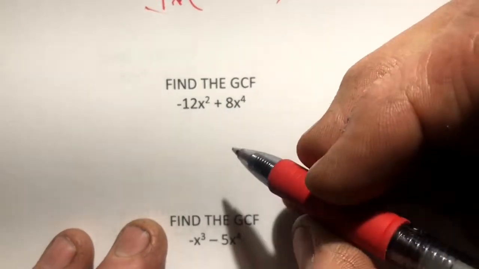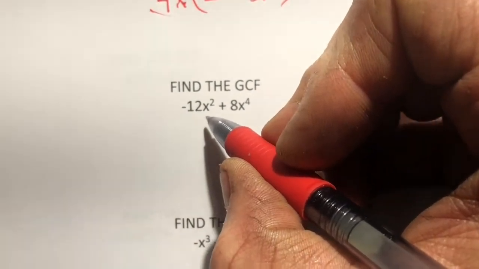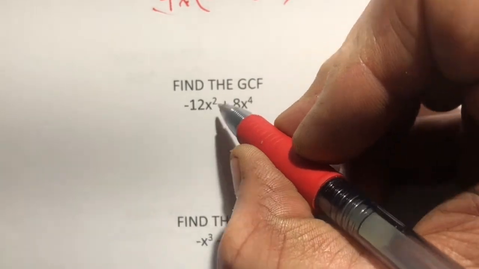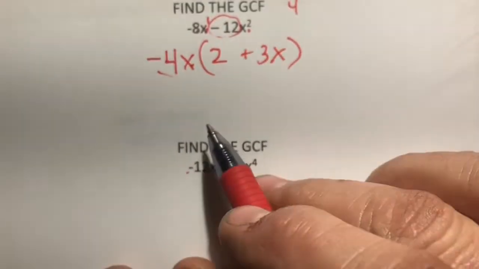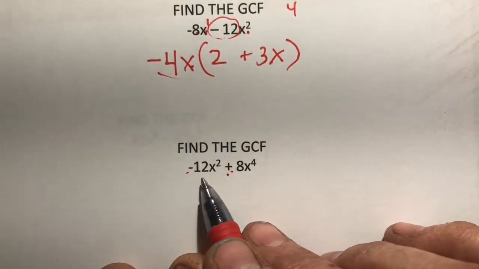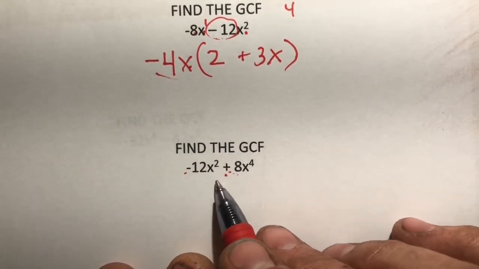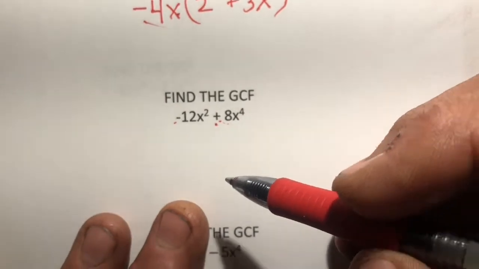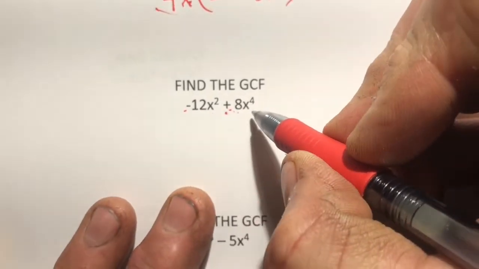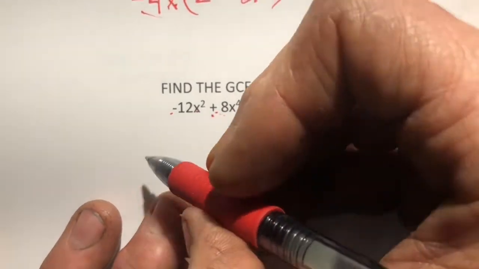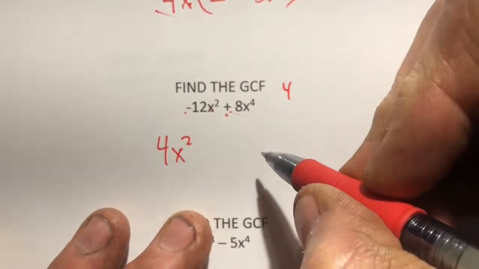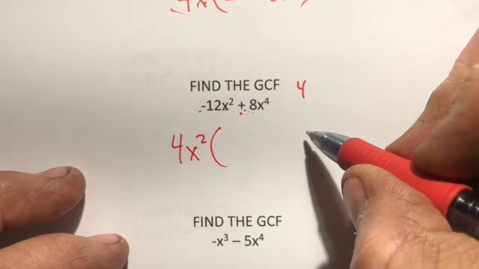Okay, here's one here. Negative 12x squared plus 8x. Now, these are not both negative here, so I don't want to factor out a negative like I did on this previous one. They're not both negative, so I don't need to factor out a negative. 12 and 8, my GCF for that is 4. And then they both have an x squared. So here you go, 4x^2. There's my GCF. So I'm going to factor it out.